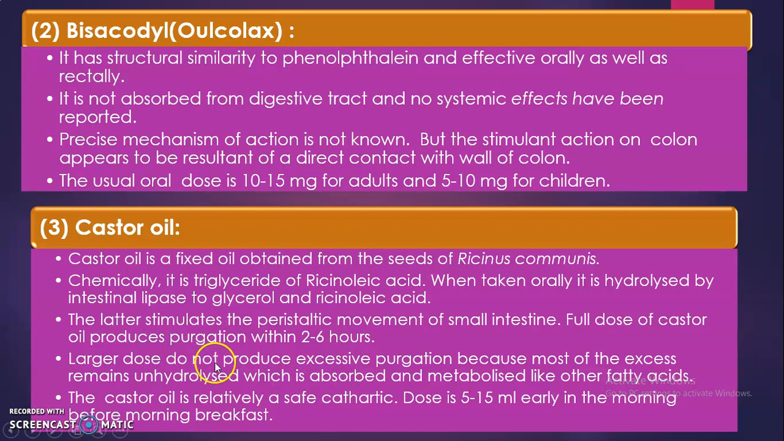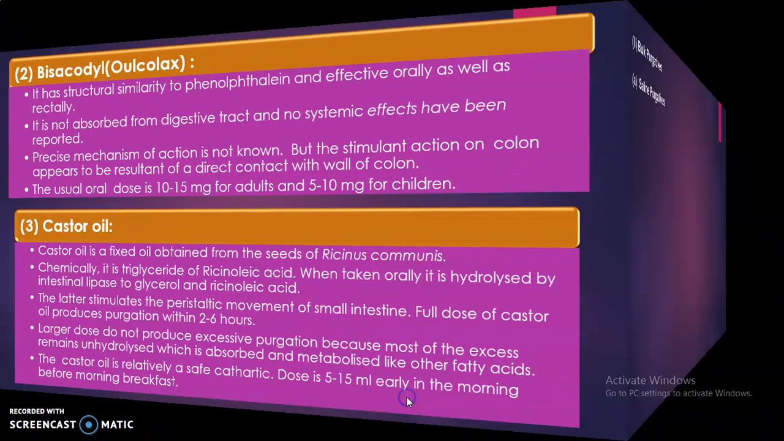Large doses do not produce excessive purgation because most of the excess remains unhydrolyzed, which is absorbed and metabolized like other fatty acids. Castor oil is a relatively safe cathartic. Its dose is 5 to 15 ml early in the morning before breakfast.